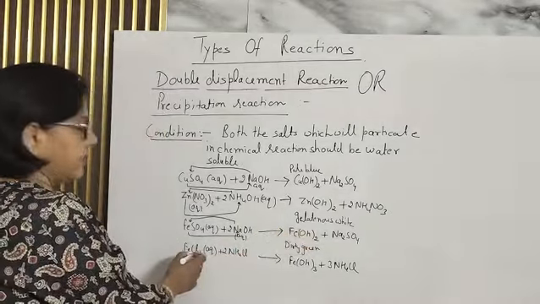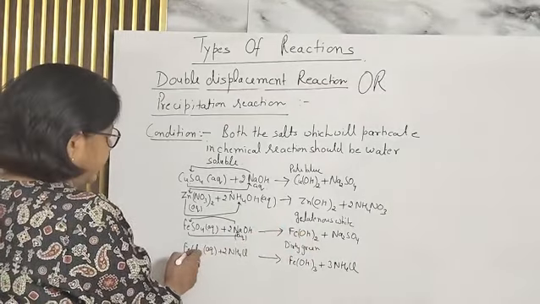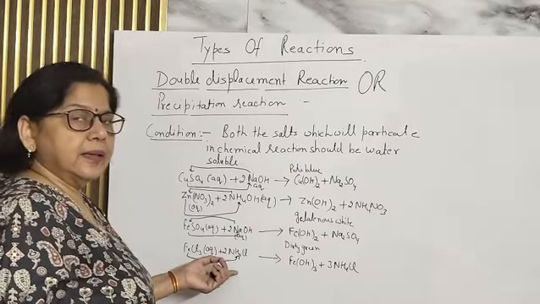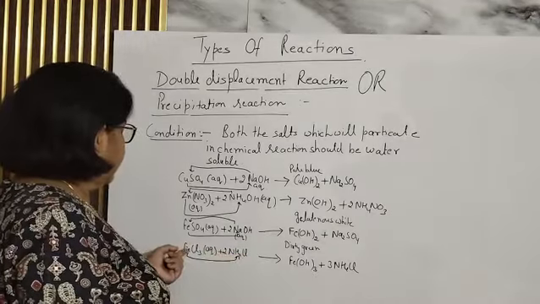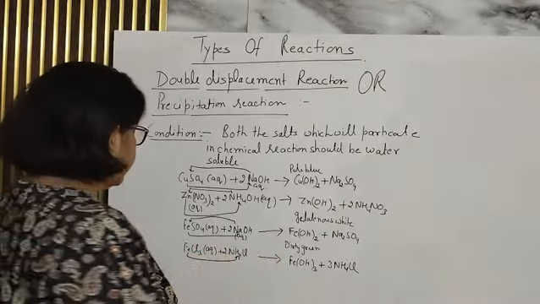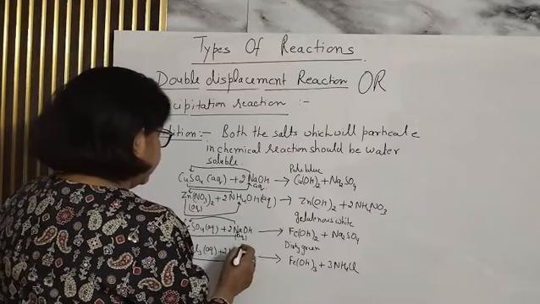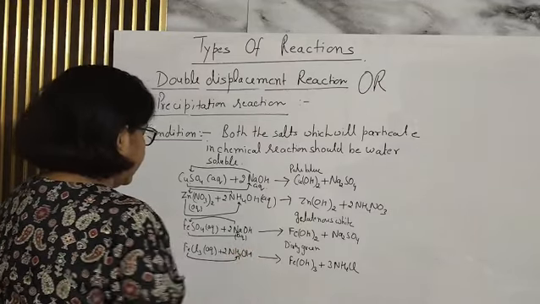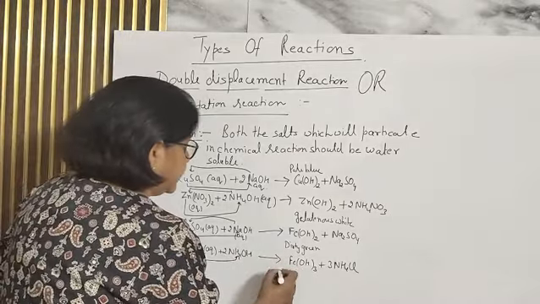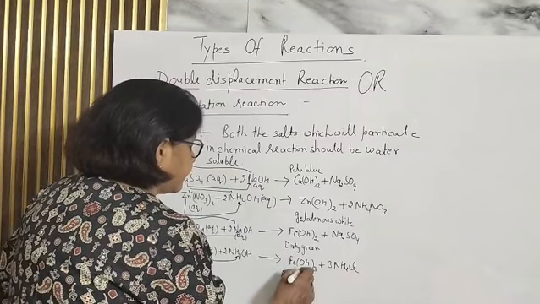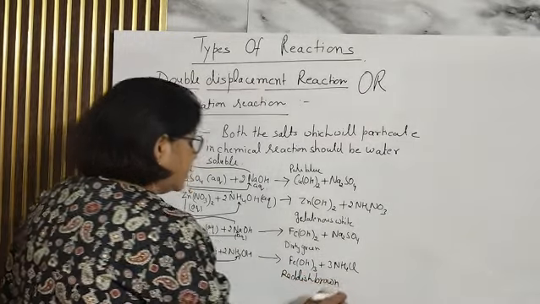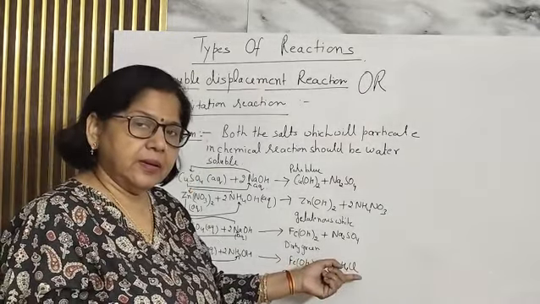And the last one you see here, ferric chloride. So here the ferric ions being more reactive displace the ammonium ion. And as a result, what happens? When ferric comes over here, it will form ferric hydroxide, and the other product is ammonium chloride, NH4Cl. So you will get ferric hydroxide. What type of precipitate? It is a reddish brown precipitate. Reddish brown precipitate is formed, and we get ammonium chloride.